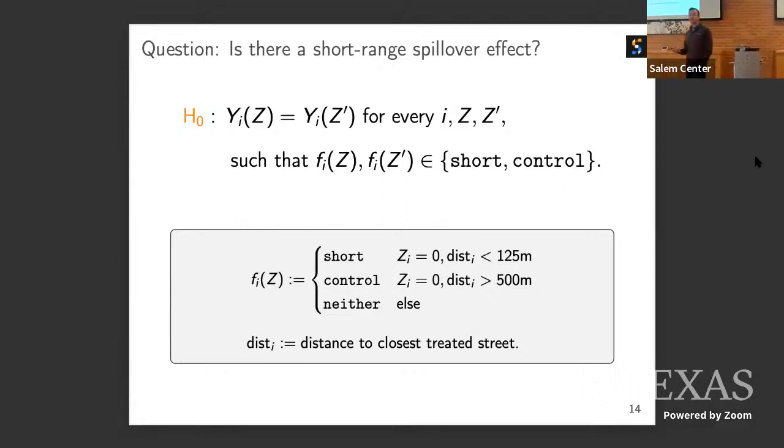So this is now a spillover hypothesis that we would like to try and test. It seems simple enough. We just brought in this new concept of this function, this exposure function, fi.